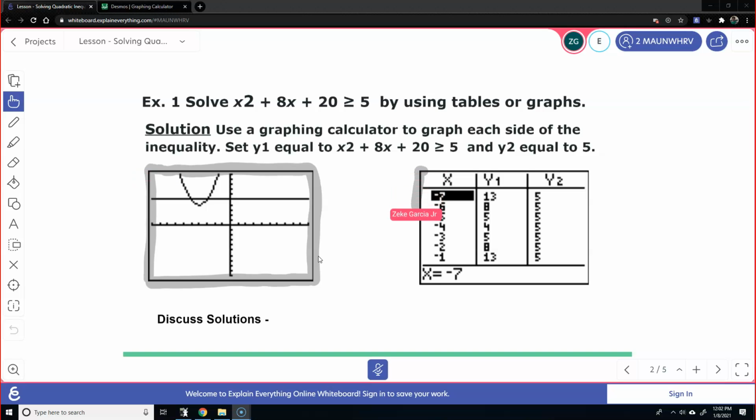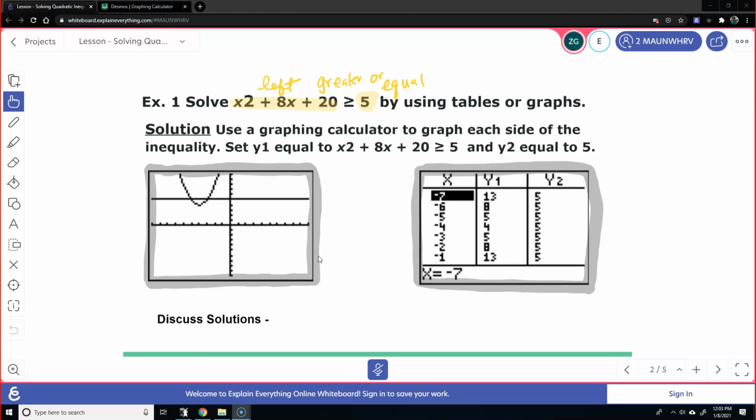Also, we're going to use a table to determine the solution to this inequality. Now you notice that the left side says x squared plus 8x plus 20. So we're saying whatever comes out of the left side has to be greater or equal to 5. We're trying to see if the left side is greater than or equal to 5.